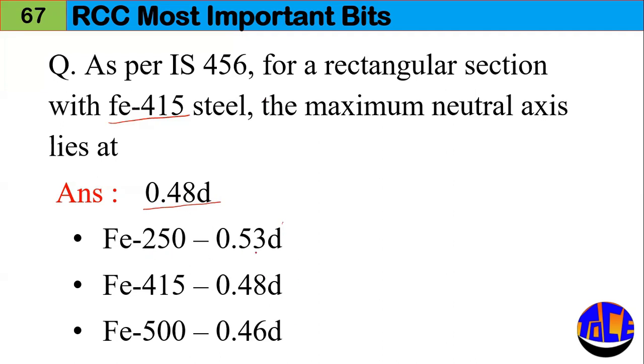For Fe 250, it lies at 0.53 D. So these are the XU balance values or XU max values. For Fe 415, 0.48 D. For Fe 500, 0.46 D. So as the grade of steel increases, the depth decreases.